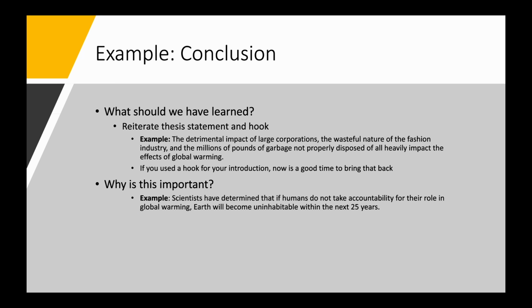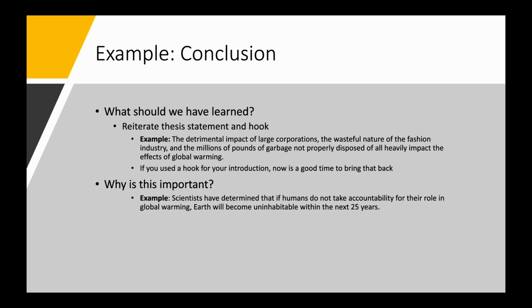Lastly, we have our example tied to the conclusion. So, what should we have learned from this paper about global warming? The first thing that we could do is reiterate the thesis statement and hook. So, our example for this is the detrimental impact of large corporations, the wasteful nature of the fashion industry, and the millions of pounds of garbage not properly disposed of all heavily impact the effects of global warming. So we tied in all of the subtopics that we talked about to the thesis statement that we made.